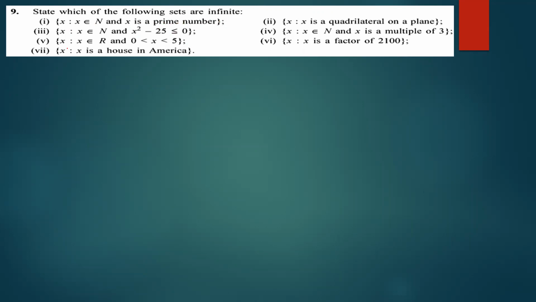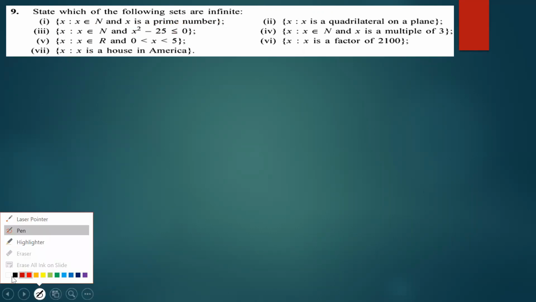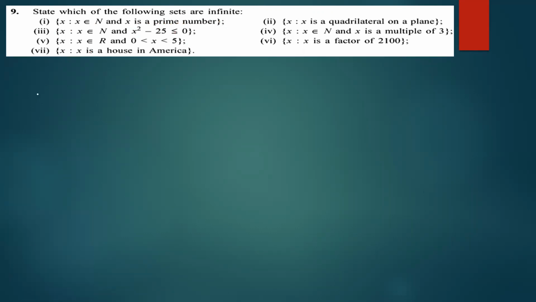So we look at the first one. It says x is such that x is a member of natural numbers and x is a prime number. So we are looking at natural numbers and prime numbers. Natural numbers are simply counting numbers starting with 1. So whenever you're counting and you decide to start with 1, it means that you are counting using what? Natural numbers.